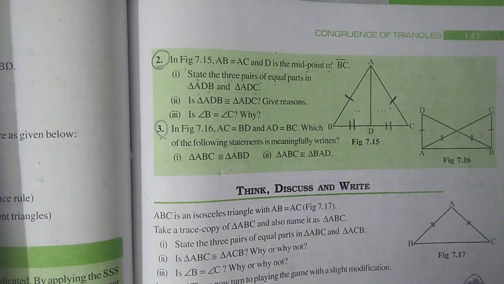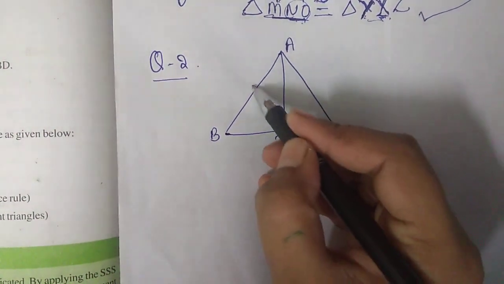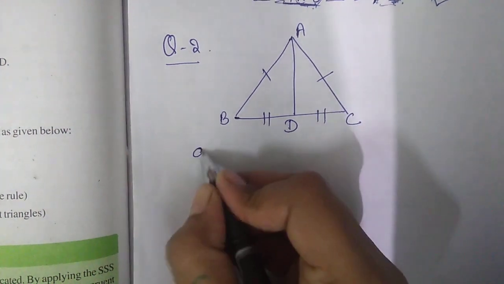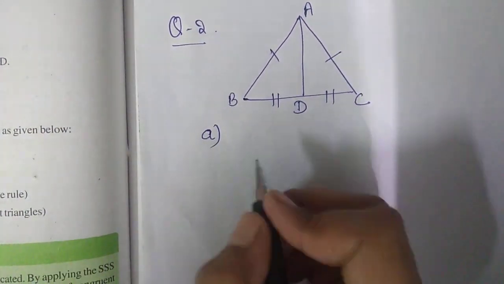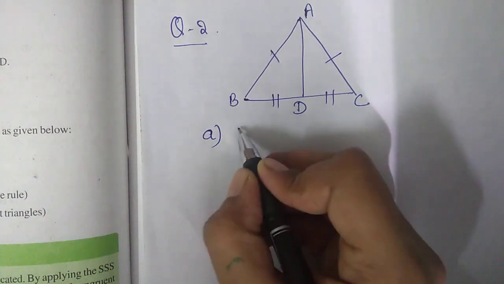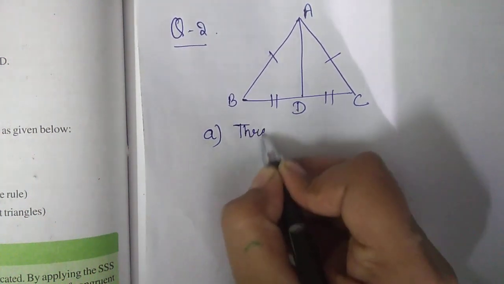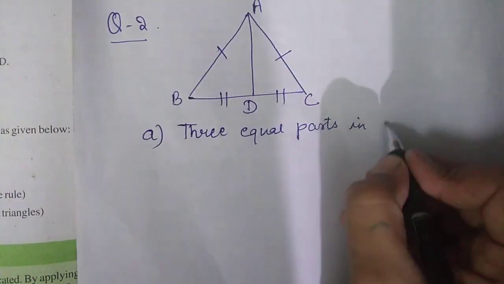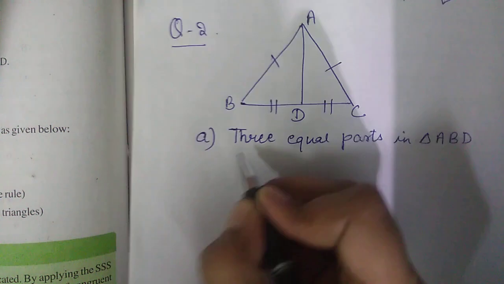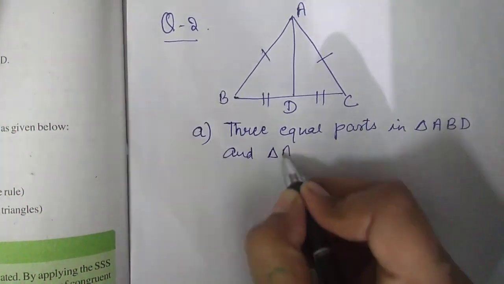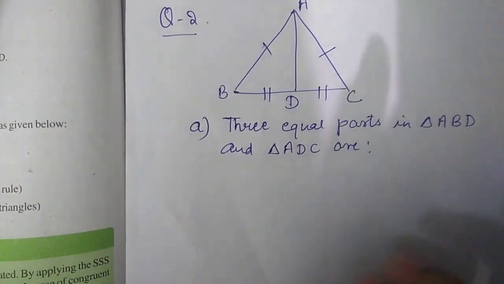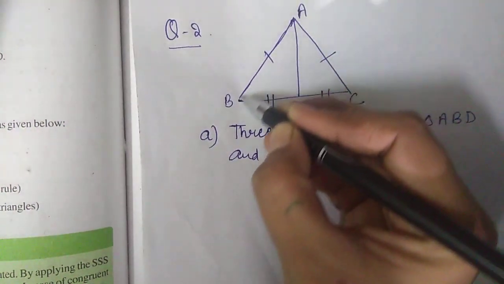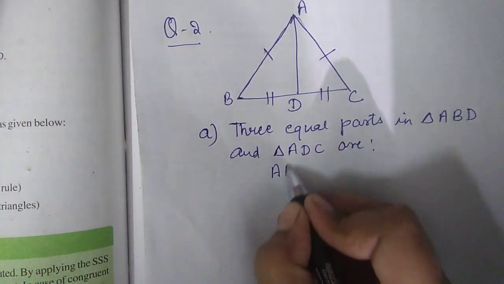So how will you do it? This is the triangle given, and it is also given that this side is equal to this and this is equal to this. First part they are asking is three equal parts. As the question is being asked, I will answer in the same way. So three equal parts in triangle ABD and triangle ADC are: you have to mention the three equal parts. Parts may be sides and angles. So this side AB is equal to AC. So I will write AB equal to AC.